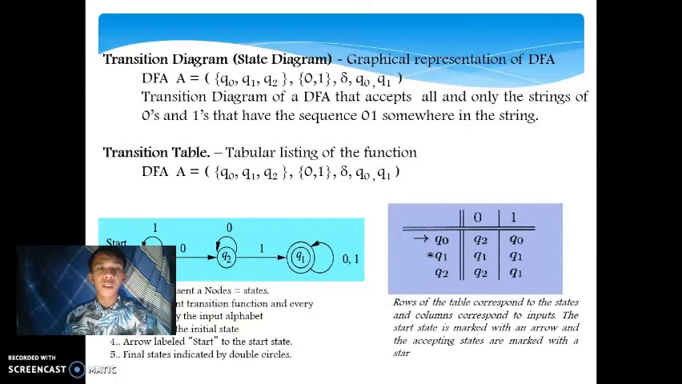Then another is the transition table. It is a tabular listing of the transition function. For example, again, a DFA that accepts all and only the strings of zeros and ones that have the sequence 0, 1 somewhere in the string. In the bottom right corner, you will see a transition table, wherein the rows of the table correspond to the states and the columns correspond to inputs. The start state is marked with an arrow and the accepting states are marked with a star.